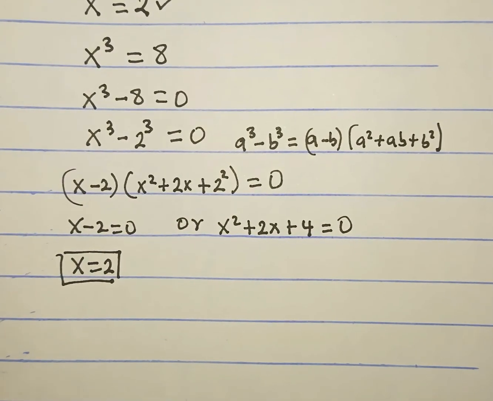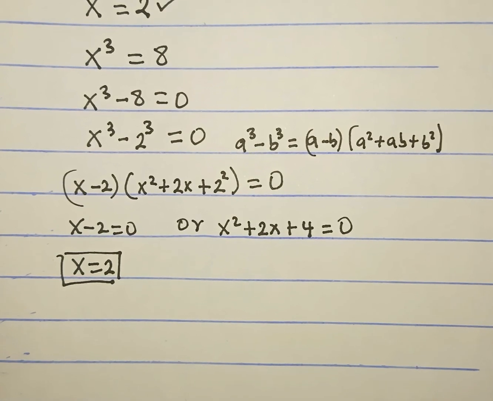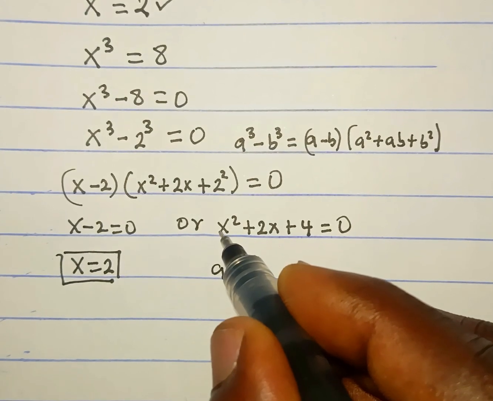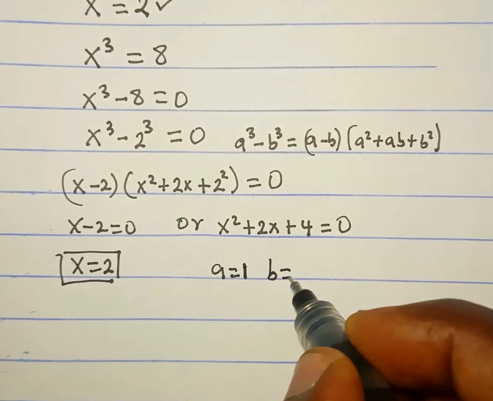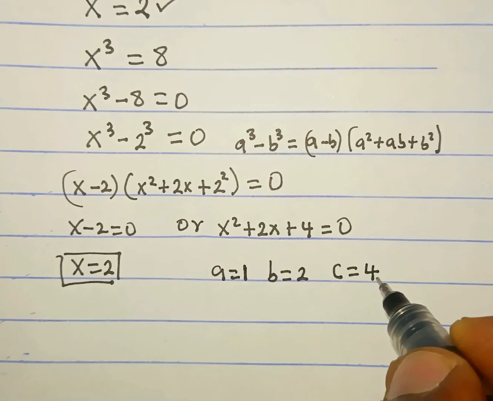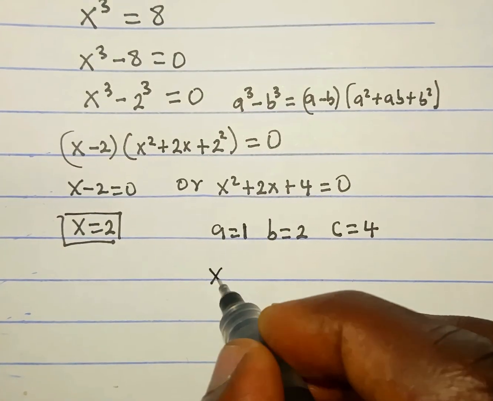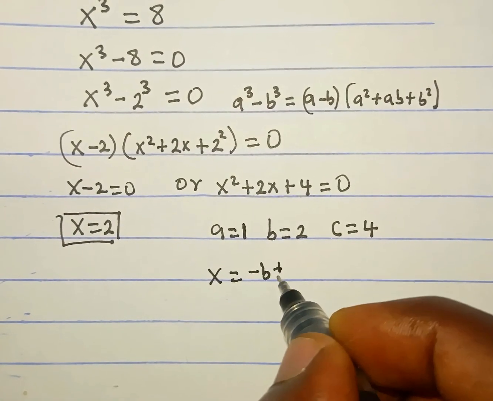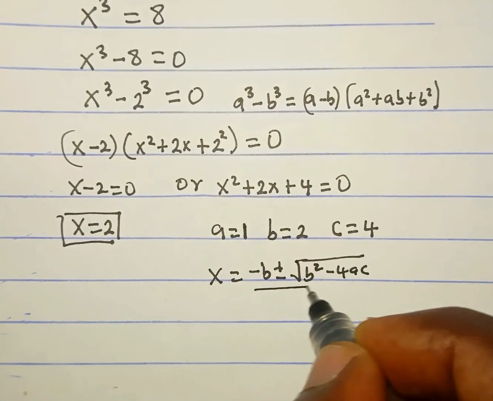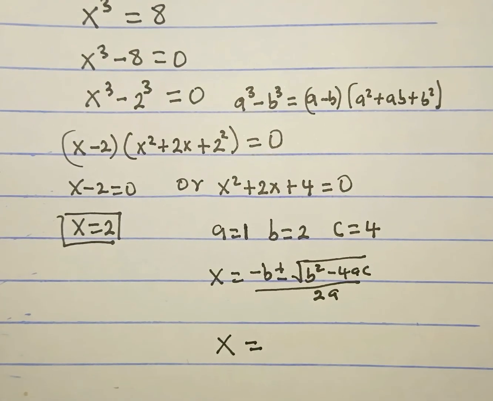And recall, in solving a quadratic using the formula, we have three unknown variables, which are a, b, c, where a is the coefficient of the first term, which is the leading coefficient, b is the coefficient of the middle term, which is 2, and c is the constant, which is this 4. Now we're going to write the formula. So the formula is given as x equals minus b plus or minus the square root of b squared minus 4ac, all over 2a.